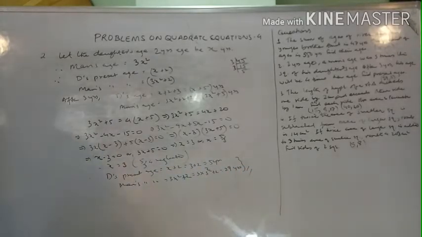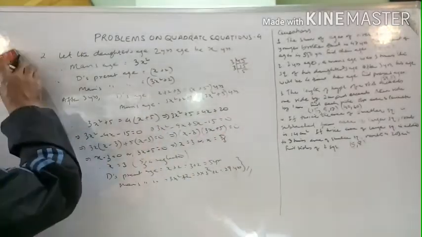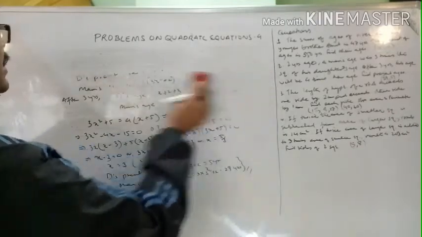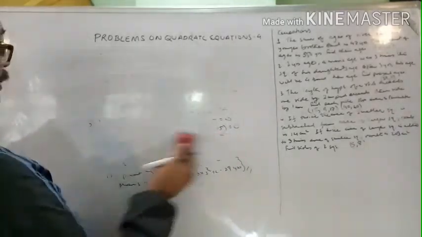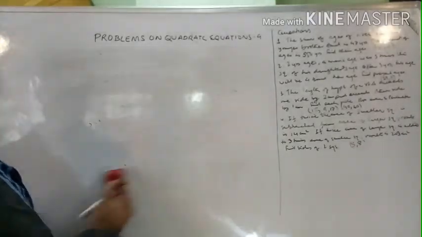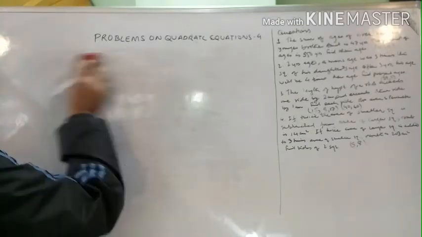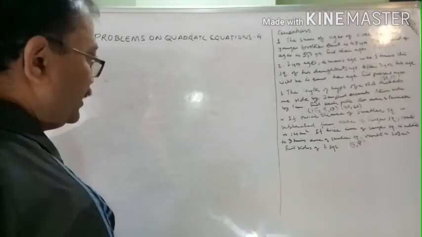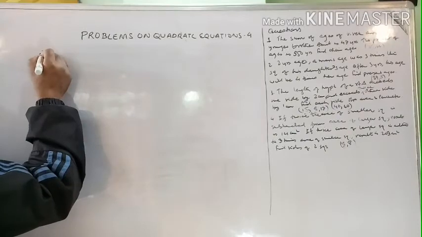Okay. Now these are the age problems. Now we'll take some mensuration problems once again. We have done some previously in the previous class. So let's do question number 3 now.